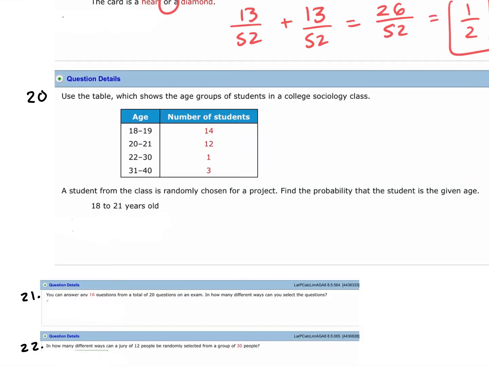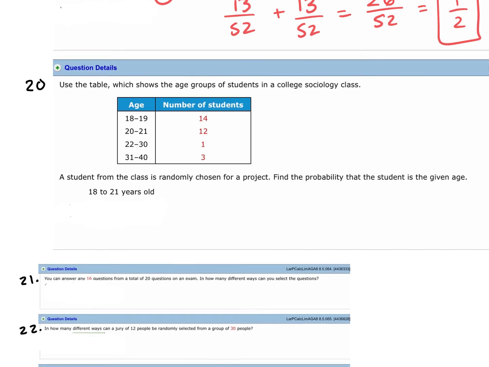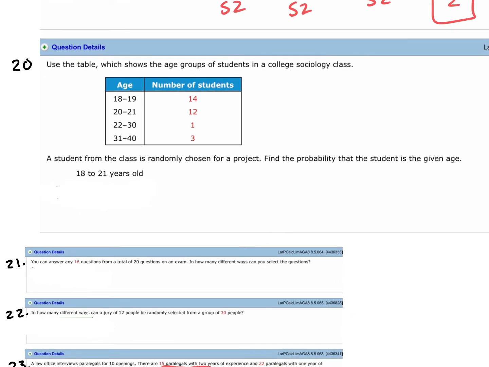So use the table which shows the age groups of the students. Same question from before, but now we have students 18 to 21. So 18 to 21 would be from here. So I have 14 plus 12 students that are 18 to 21, so that would be 26. And there are 30 total. And then we can simplify this, so 13 over 15.